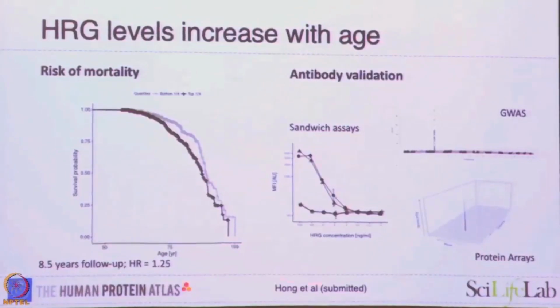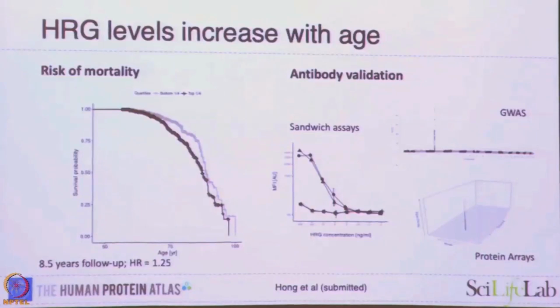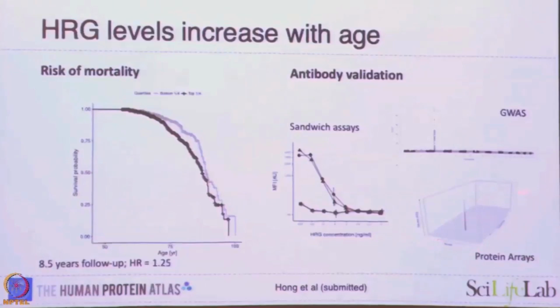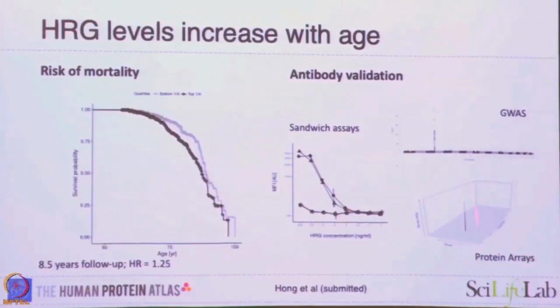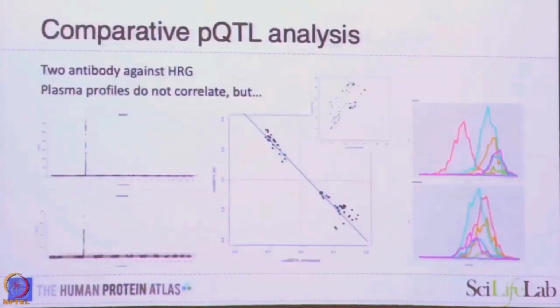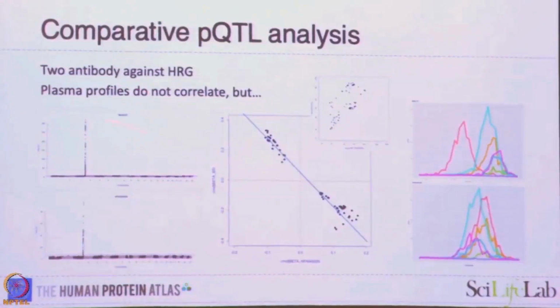Of course, we did a lot of validation of the antibodies. We actually also did GWAS, and this is the protein array that we've run with Peter's group. So these are 20,000 spots, and you can only see a single peak of this antibody, which was quite surprising. But we know we can measure HRG, and then what we also did, which is fairly new for us, is again take the genetic information we had about these individuals, and there was another antibody against the same target.